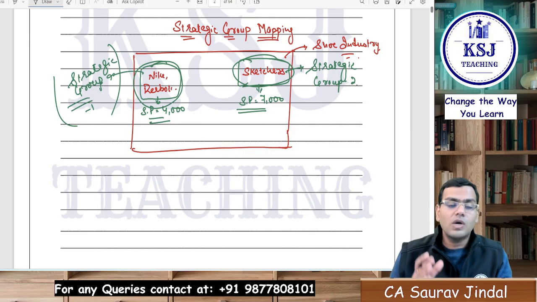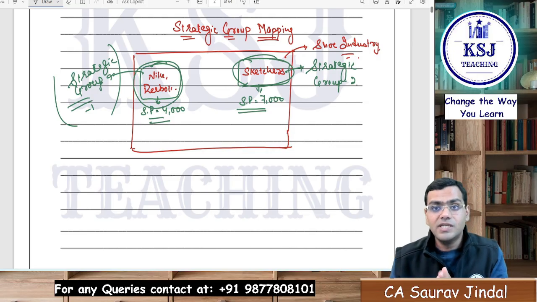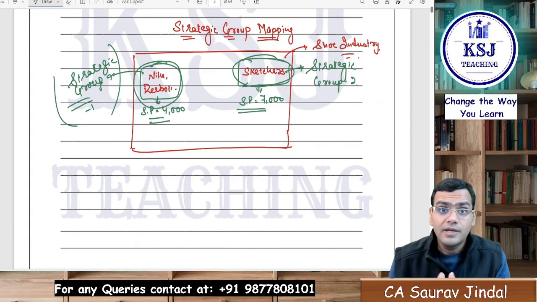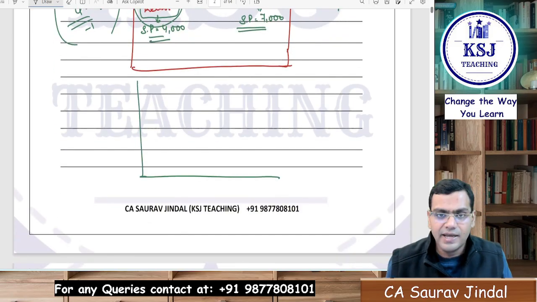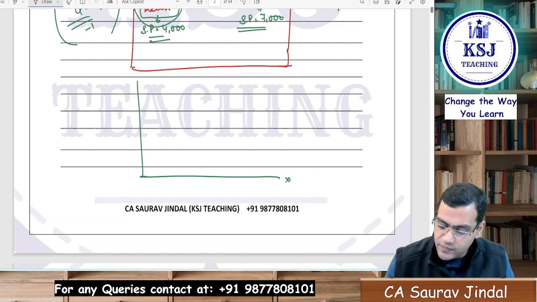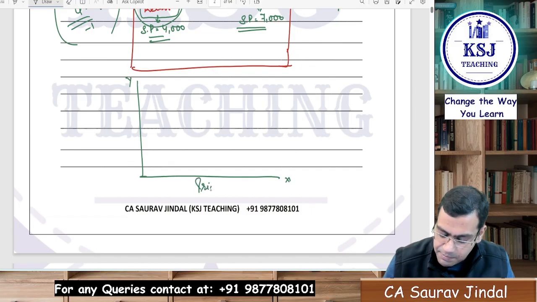Then you try to compare which of the companies or which of the strategic groups is performing quite well depending upon the various parameters. You can take any two parameters and draw this kind of a diagram where on the x-axis you take one parameter and on the y-axis you take another parameter. For example, one parameter is the price being charged. Another parameter you can take is the market share, right? Market share.